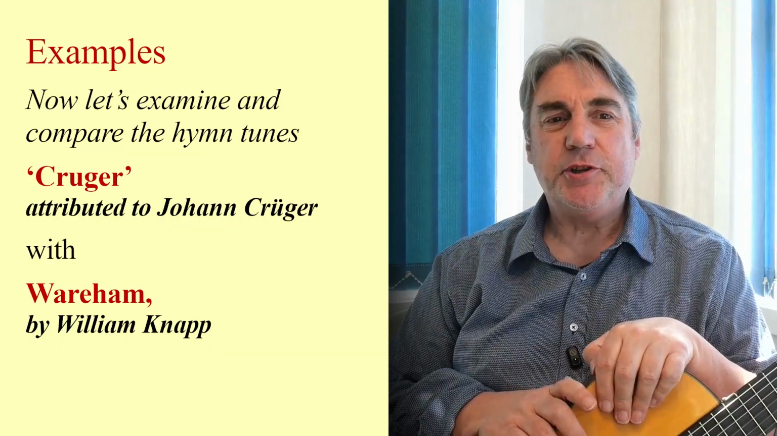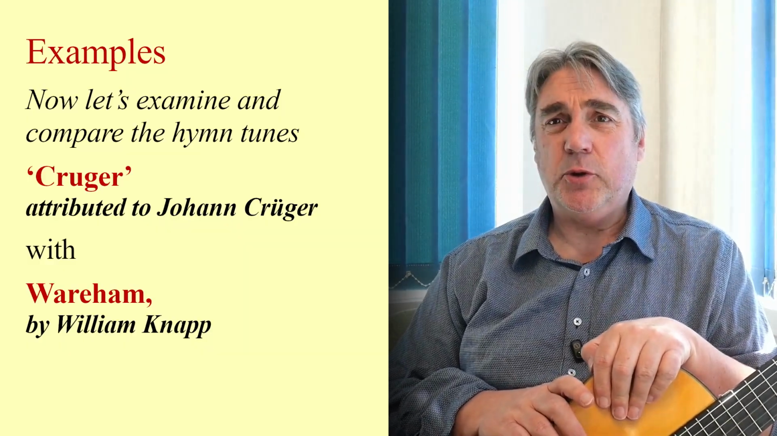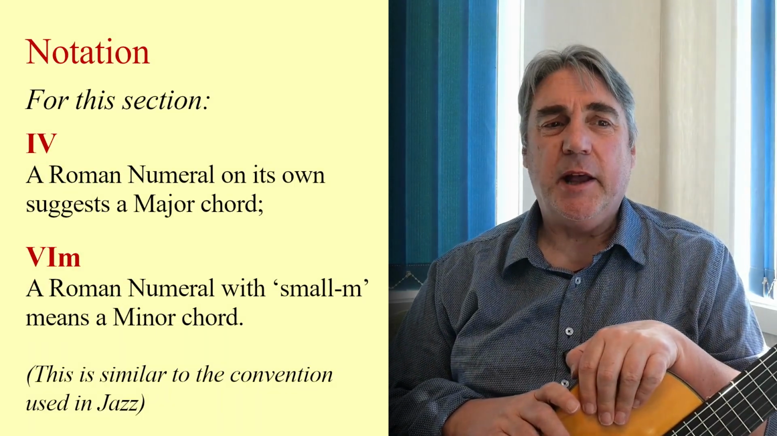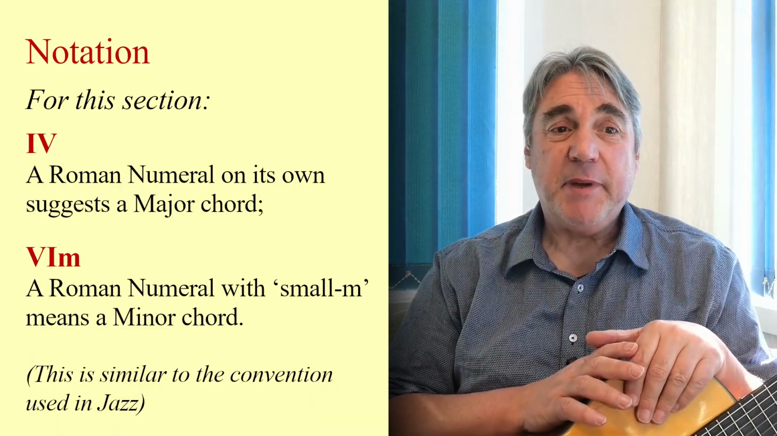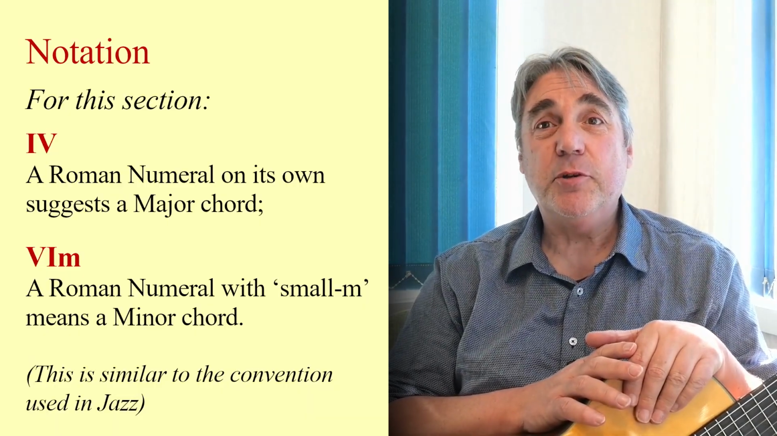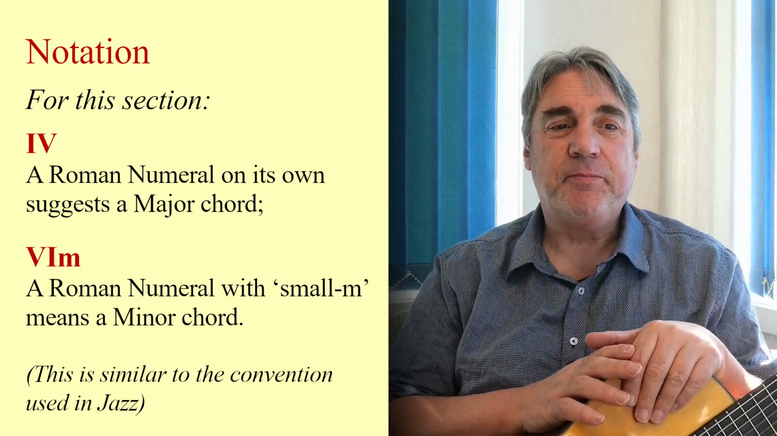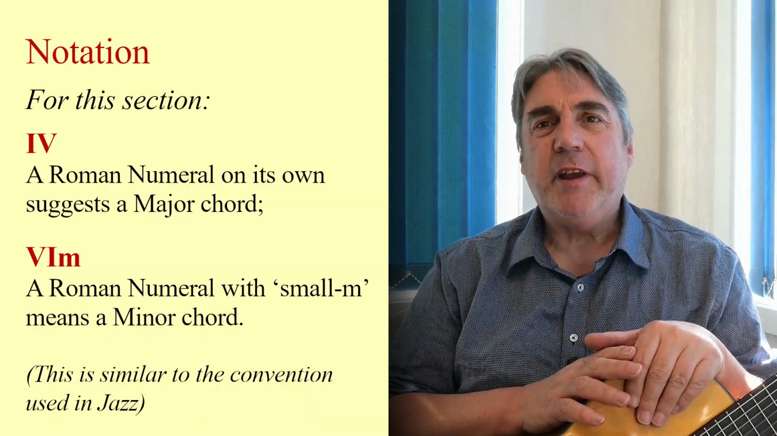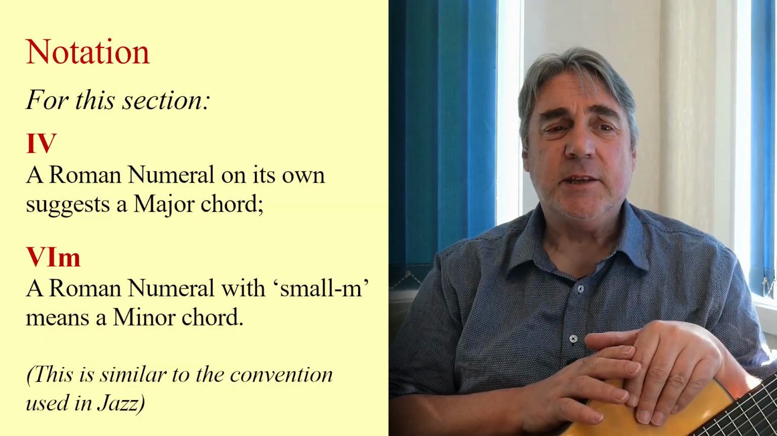Because these are Baroque tunes, and Baroque composers liked clear, pure chords for the most part, the chords are mostly major or minor. A Roman numeral on its own represents a major chord. A Roman numeral with a lowercase m is a minor chord. Using the small m like this is a variation of Roman numeral notation, sometimes used in jazz.